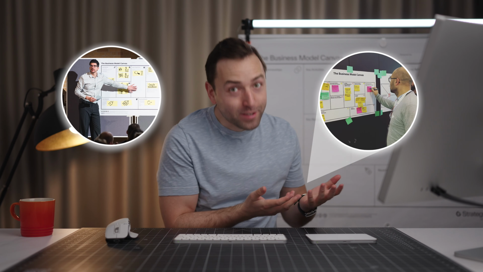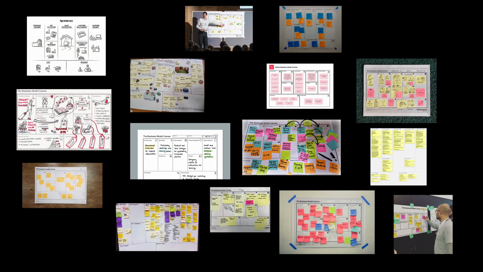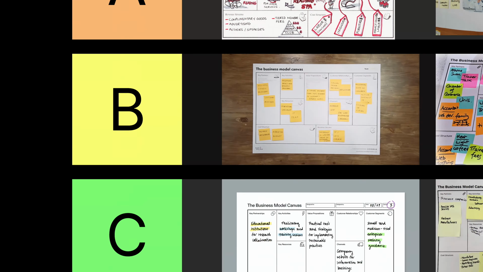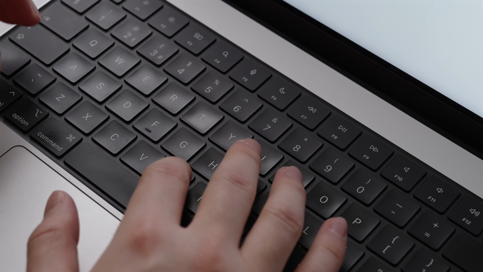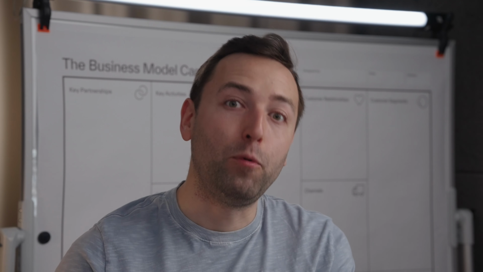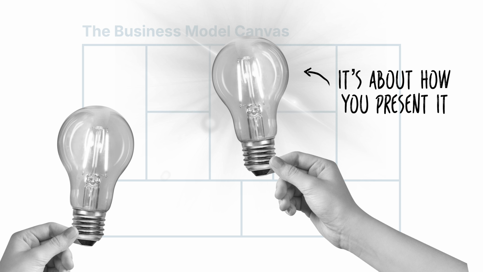I've searched all across the internet for some of the best and worst examples of people filling out the business model canvas. And what I'm going to do in this video is show you 15 of them and then rank them from S tier for super all the way down to F for fail. So that when you go to fill out your own business model canvas, you're going to know how to get the very best results. Oh, and by the way, we're not so interested in the ideas themselves. We're more interested in how people have used the business model canvas as a tool to represent those ideas.